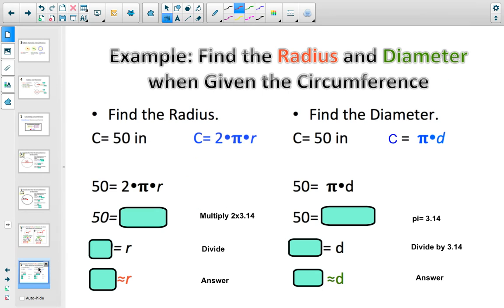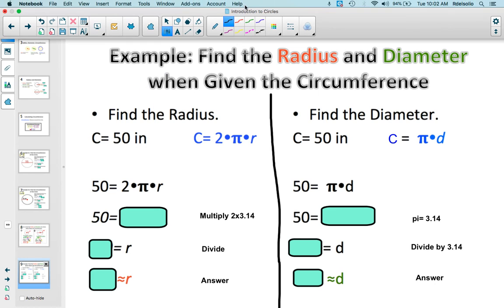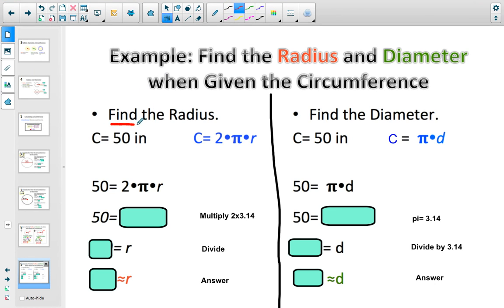Now let's look at another example of each here. We'll separate, these are two different. So in the first, on the left-hand side, it wants us to find the radius. So find the radius. So again, radius is r. So we're given the circumference is 50 inches. So since we're trying to solve for r, trying to solve for the radius, we're going to use the formula that has the r in it. We're going to use the formula C equals 2 times pi times r.